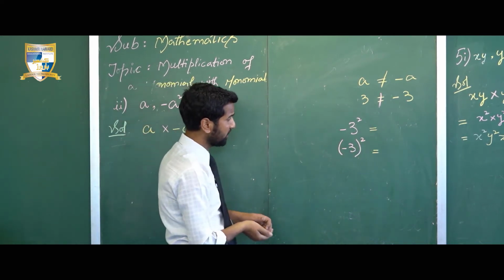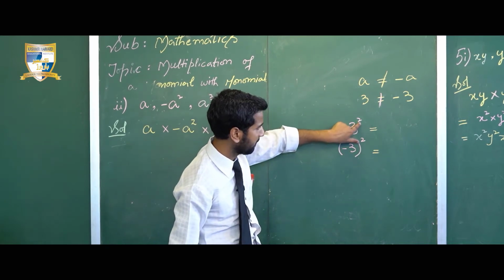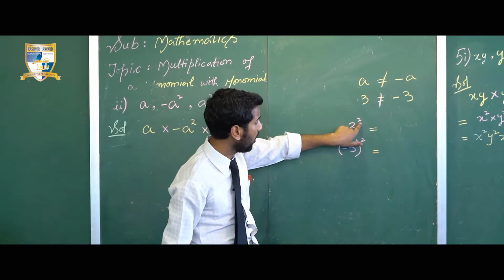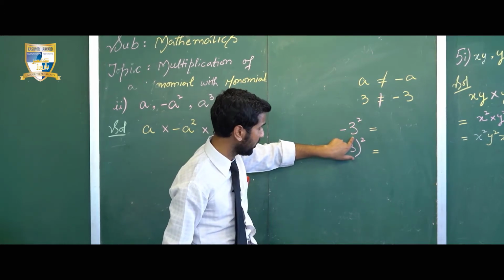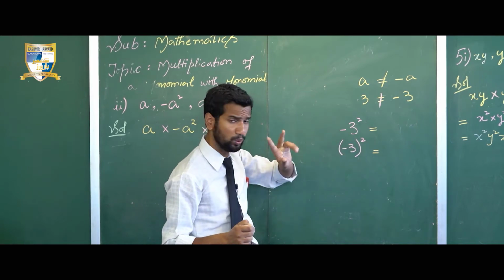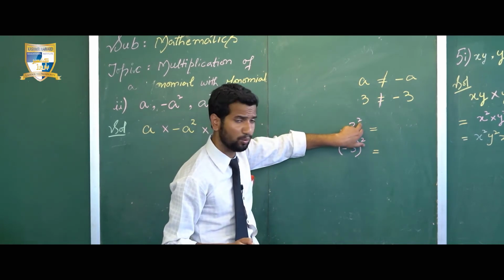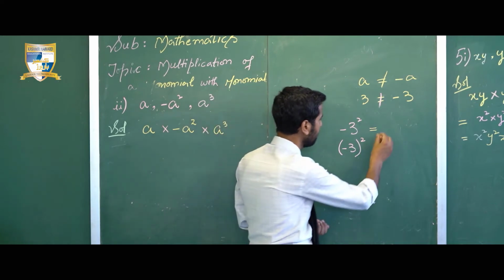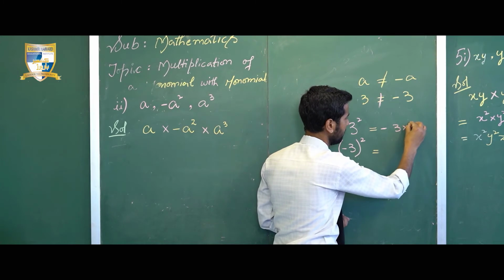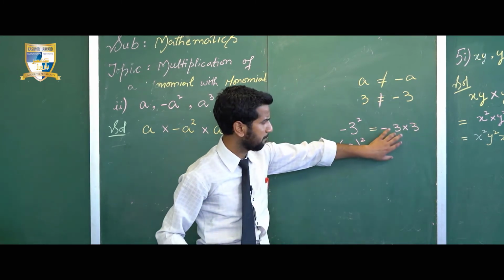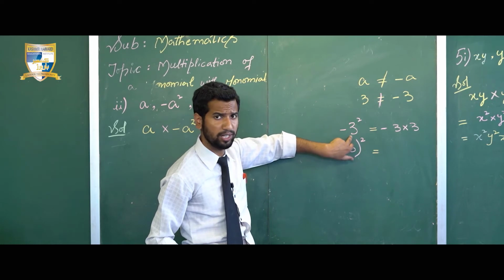Now try to understand the difference between these 2 numbers. Minus 3 square, this square is only with 3 here. The square indicates that this 3 is going to multiply 2 times with itself. So minus 3 square actually indicates minus, there is nothing with minus, it's something like this. This square is not with minus, this square is with 3 only.